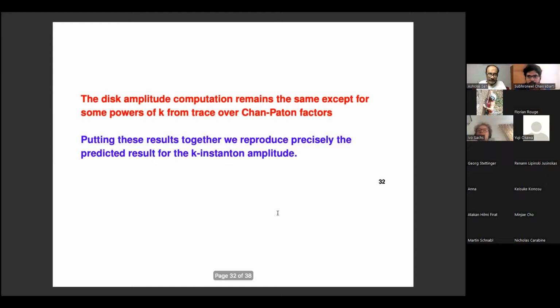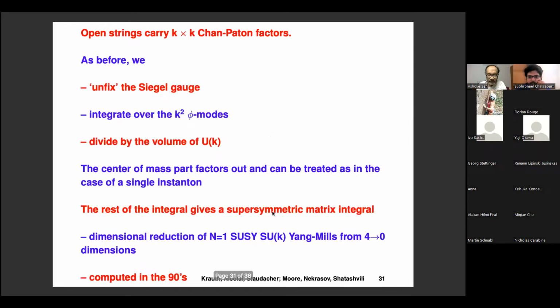So may I ask a question? Yes, sure. In the case of multiple instantons, did you say you treated an integration of a relative position of instantons by the hard calculation of a supersymmetric matrix integral or something? Is that what you said?